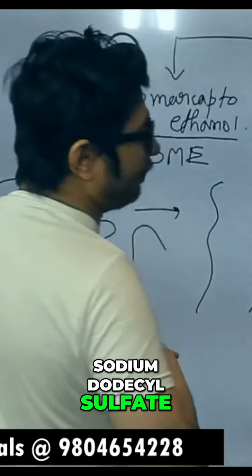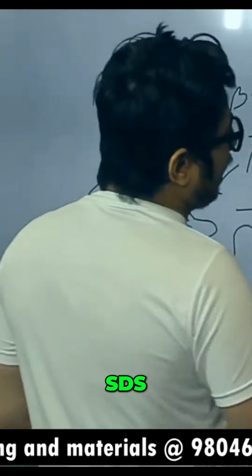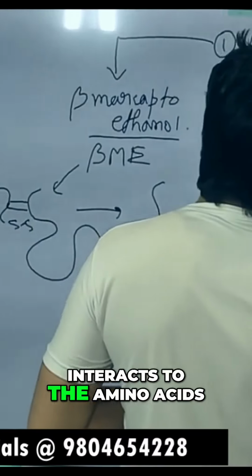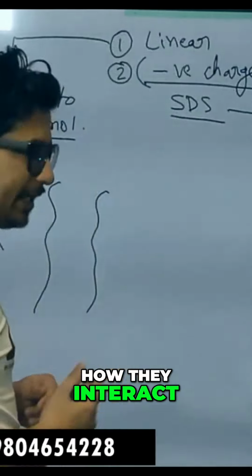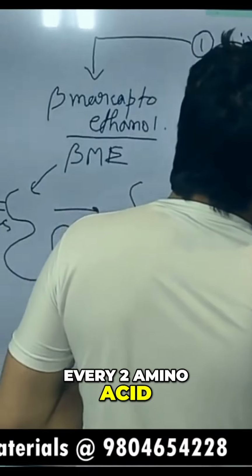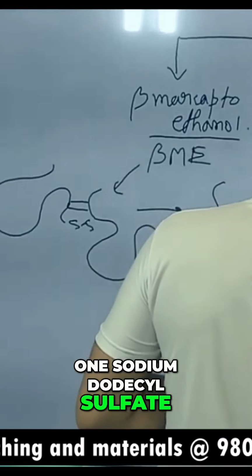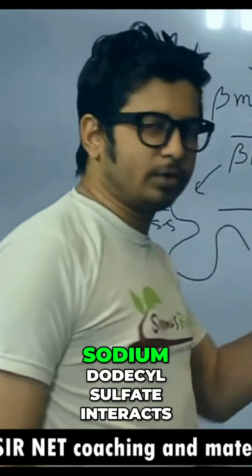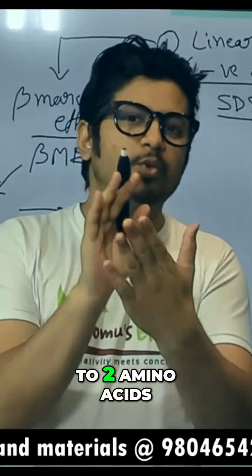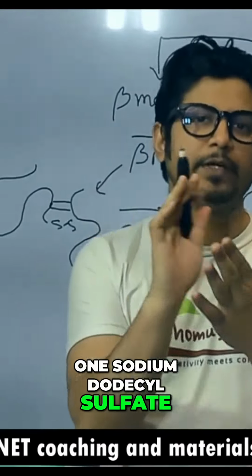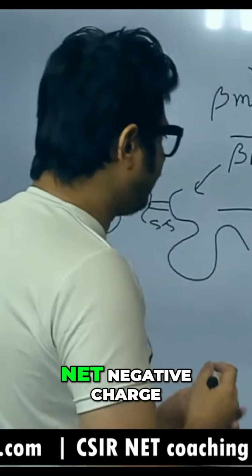sodium dodecyl sulfate, SDS. And sodium dodecyl sulfate interacts with the amino acids. How do they interact? Every 2 amino acids, 1 sodium dodecyl sulfate. This is how they interact. So sodium dodecyl sulfate interacts with 2 amino acids. 1 sodium dodecyl sulfate, 2 amino acids, and it carries 1 net negative charge.